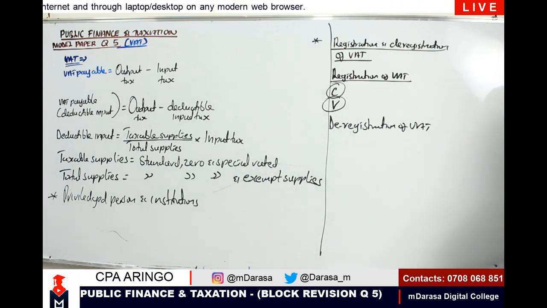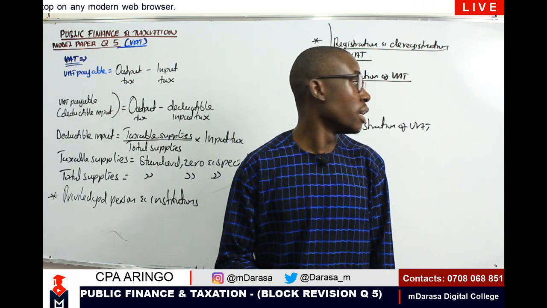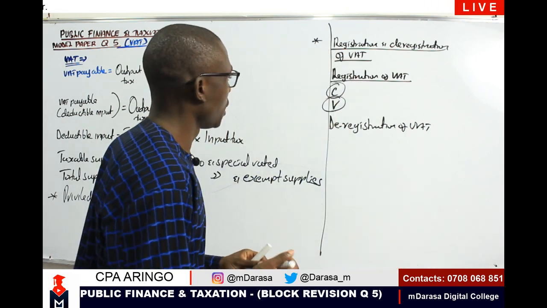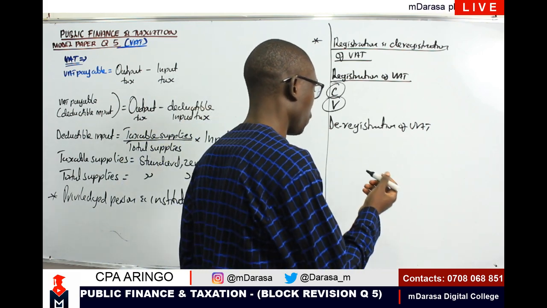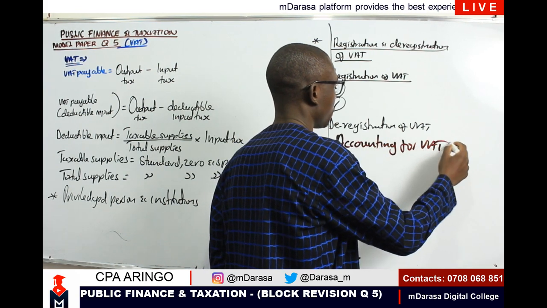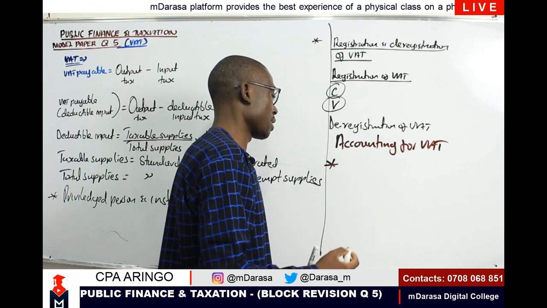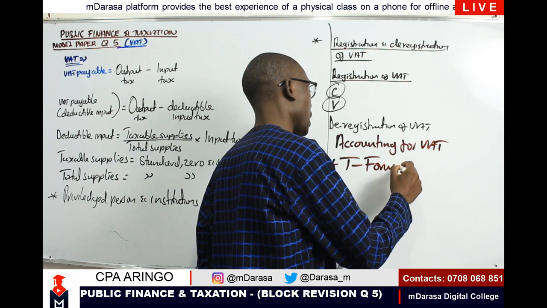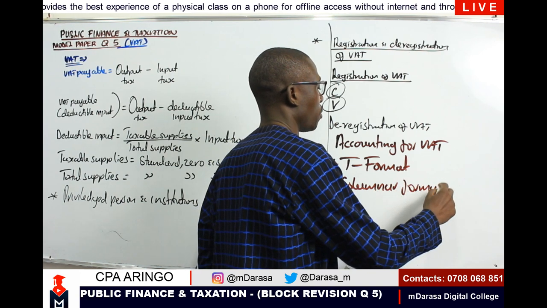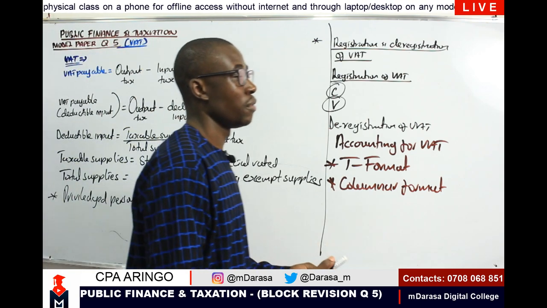These are some of the very important concepts that you must always have in mind anytime we are dealing with VAT. In addition to that, my good student, the other concept that you must be good at is understanding how we account for VAT. Accounting for VAT. And looking at accounting for VAT, we normally tend to talk about the aspect of using the T format, and we can also use the columnar format. These are the two main formats that you normally look at anytime we are dealing with VAT.